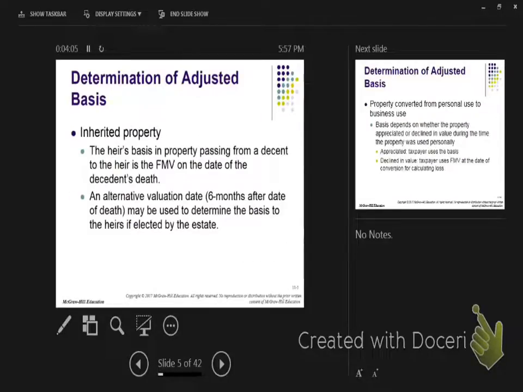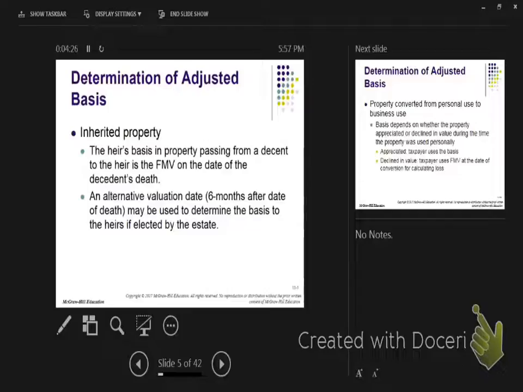Okay. Now, inherited property, I've actually mentioned this before. Inherited property is done at fair market value, or you have the option of what's called the alternate valuation date, which is 6 months after the date of death. So either the fair market value at the date of death or 6 months after the date of death.